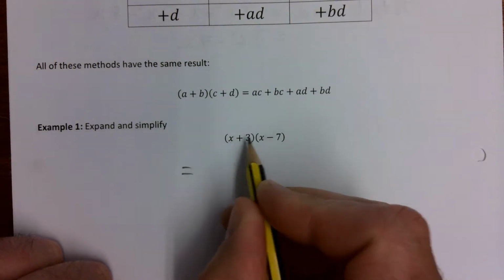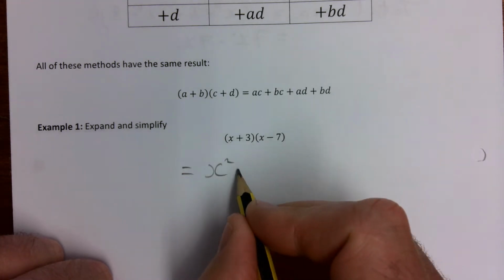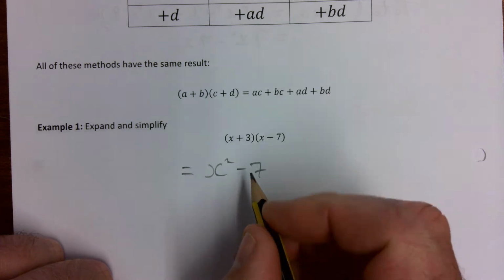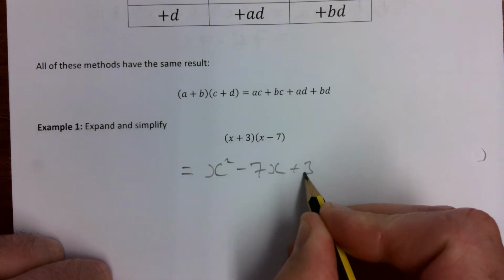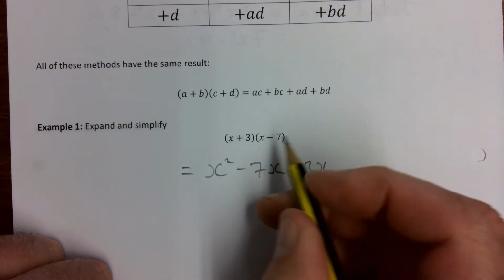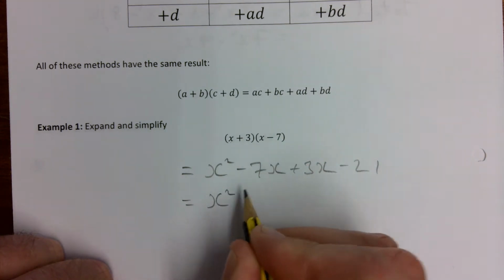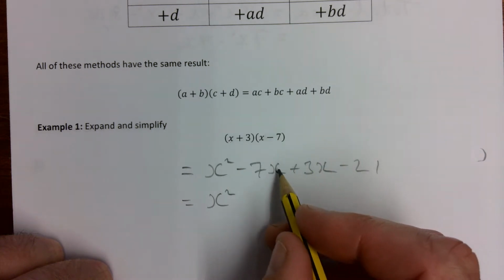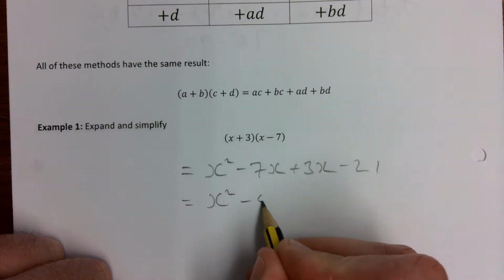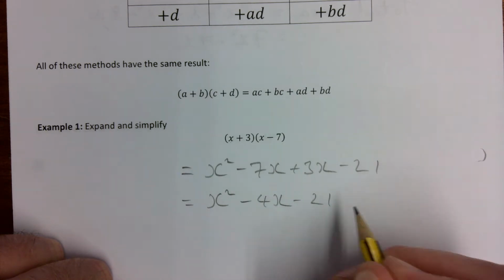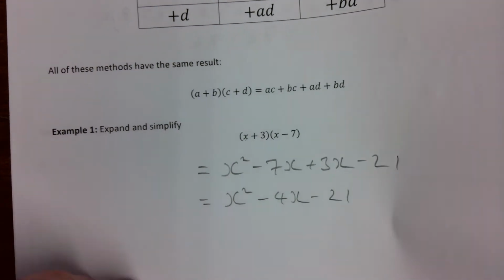So the two first terms are x times x, x squared. Outer is minus 7x, inner is plus 3x, and then 3 times minus 7 is minus 21. That gives me x squared. Joining together these two like terms, so just be careful here, this is where a lot of people make mistakes. Minus 7 plus 3 gives me minus 4x minus 21. On to example 2.